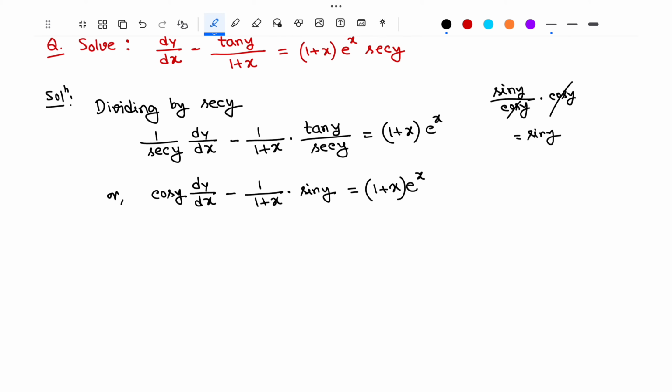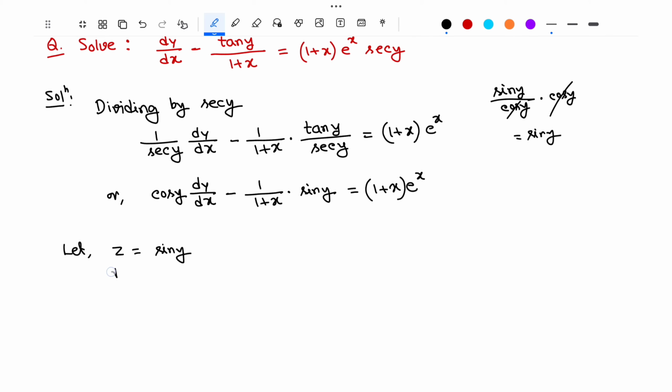Now the second step, you have to substitute. You have to take z equal to the variable which is with the term p. Here p is equal to 1 by 1 plus x. So you have to take z equal to sin y. So let z equal sin y.